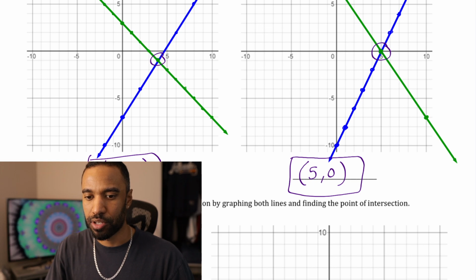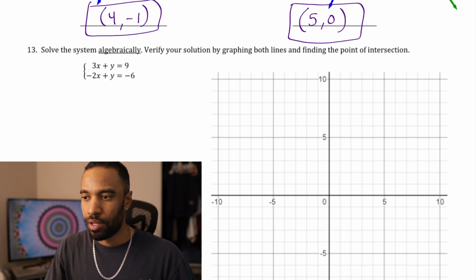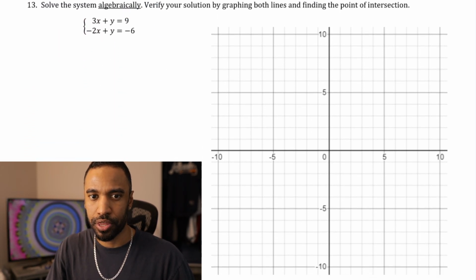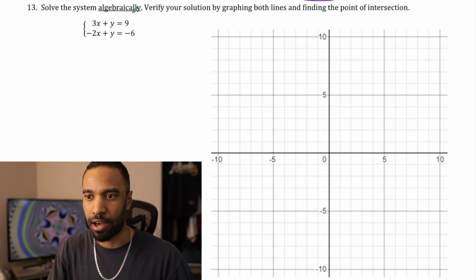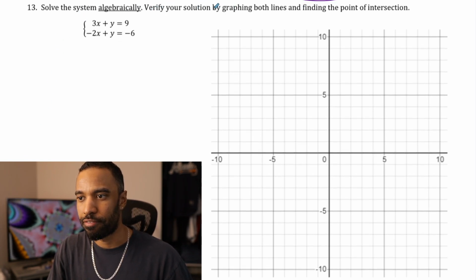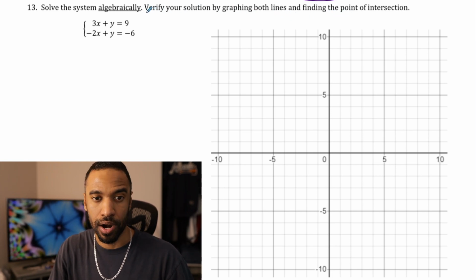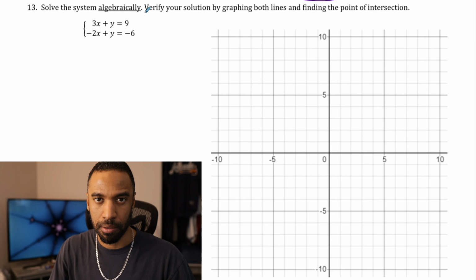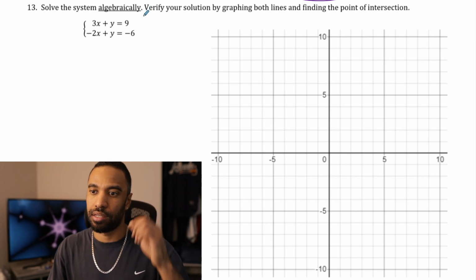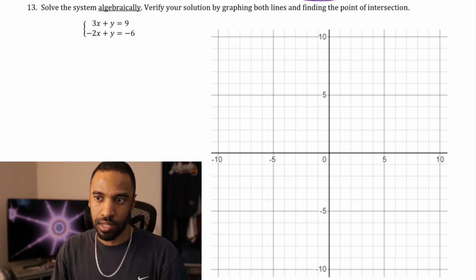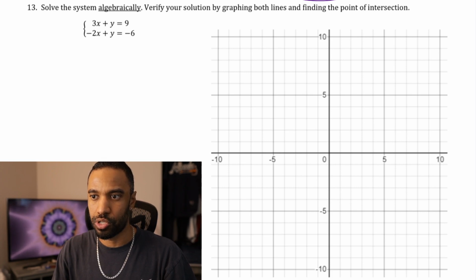All right, I have 2 more problems in full. They're kind of bulky. Number 13, we have to do several things here. First, we have to solve the system algebraically, and then we verify our solution by graphing both lines and finding the point of intersection. So we are going to solve by algebra and by graphing both. Let me start with the algebraic. Let's do substitution method here.